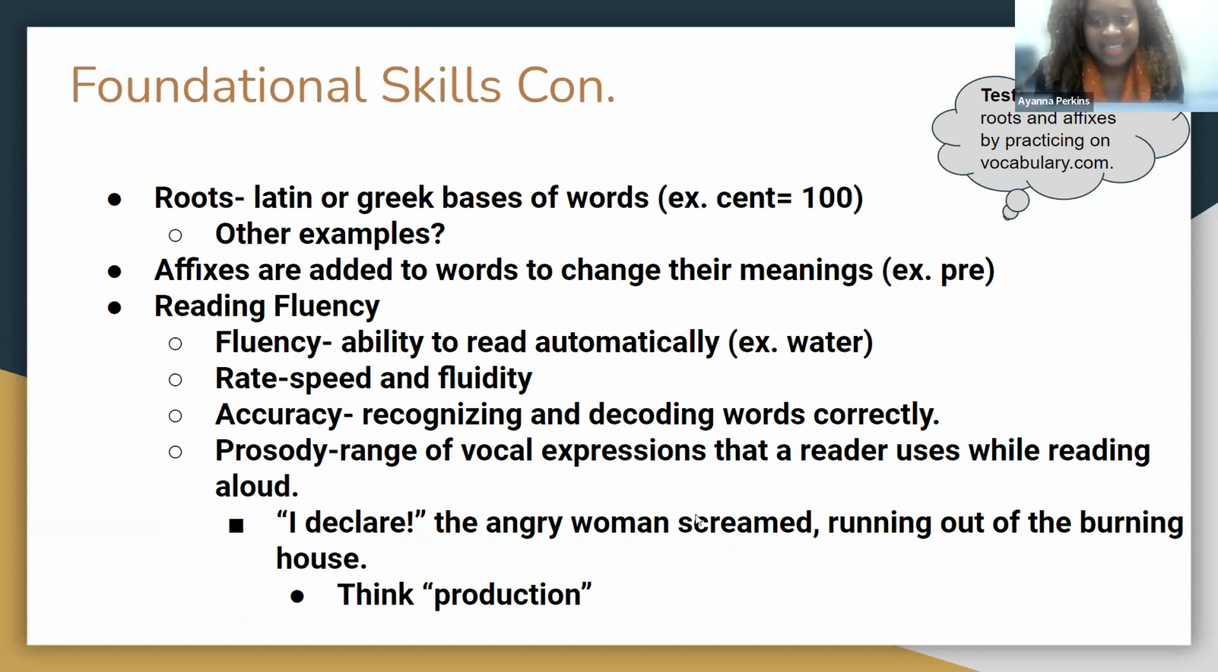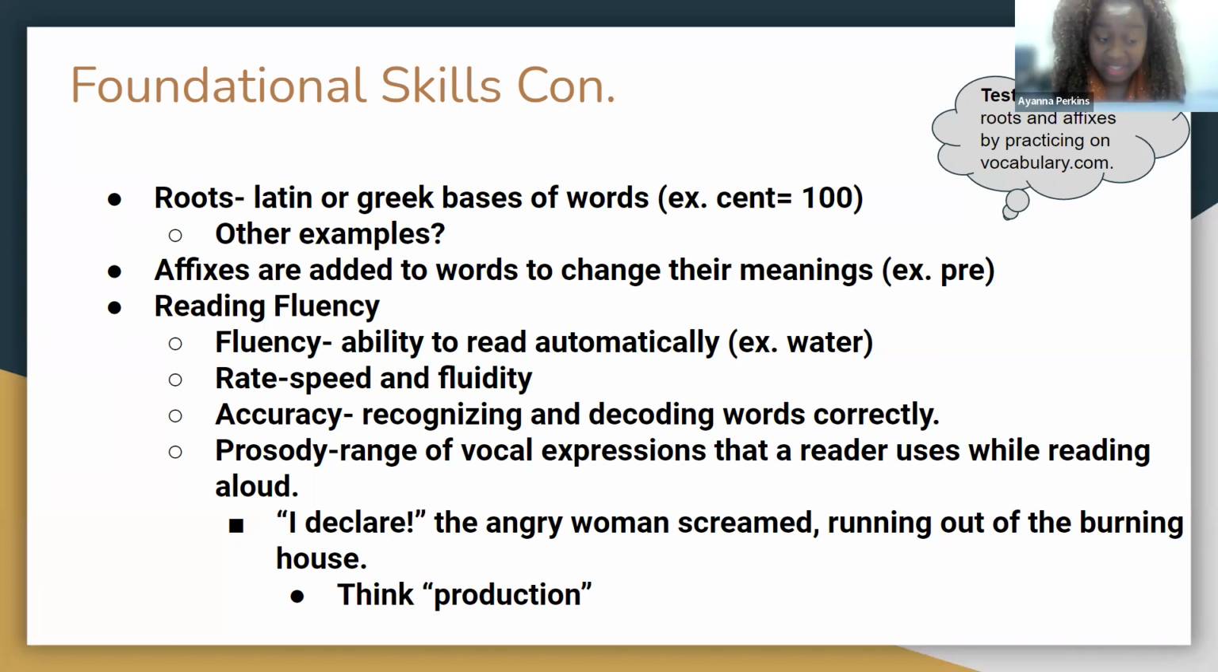All right. Now, I forgot to give you all a little background. I am actually a former high school English teacher. I also taught middle school for a year, and I've loved Greek and Latin roots. That is also a part of what you will be tested on when you take the Praxis test. So let's talk a little bit about it. Roots are Latin or Greek bases of words. For example, cent is one. Cent actually means 100.